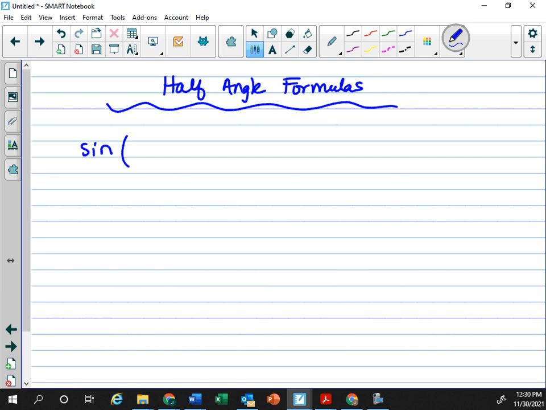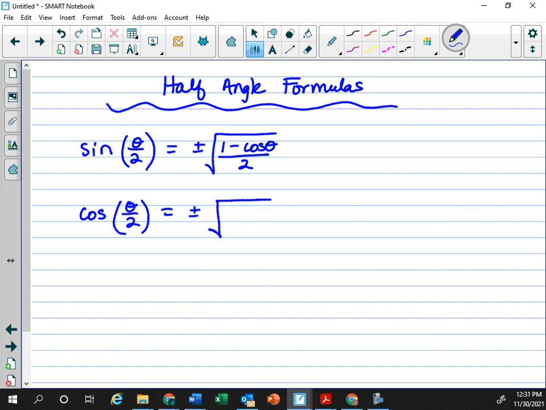All right, first one, sine of theta over 2. That's the half angle: plus or minus the square root of 1 minus cosine of theta over 2. Cosine of theta over 2 is similar, still plus or minus, big square root, but it's 1 plus cosine theta. We're not going to derive these because it's super ugly. I'm just going to give them to you, and you'll just have to use them, okay?